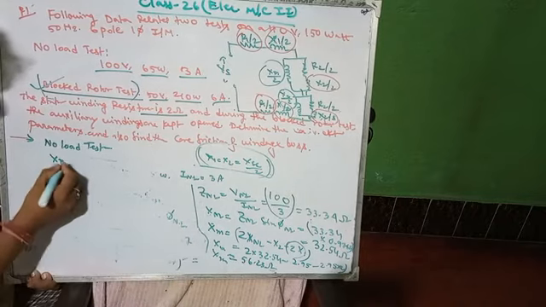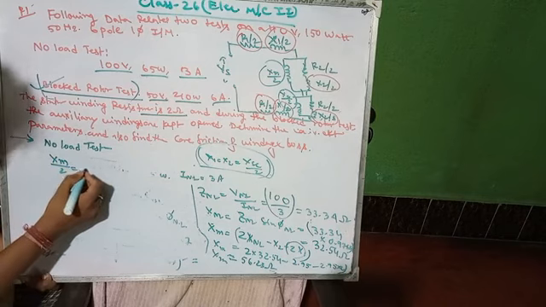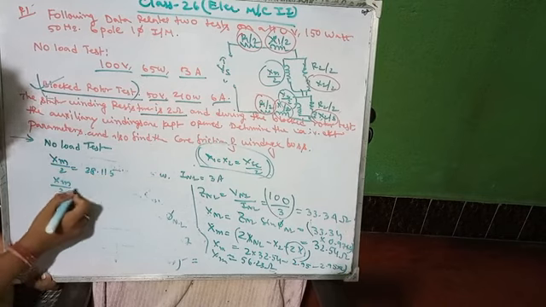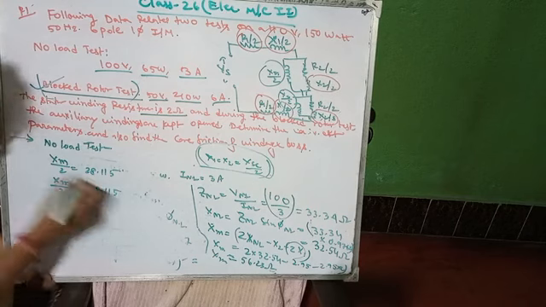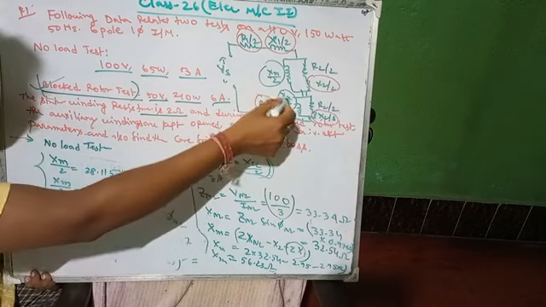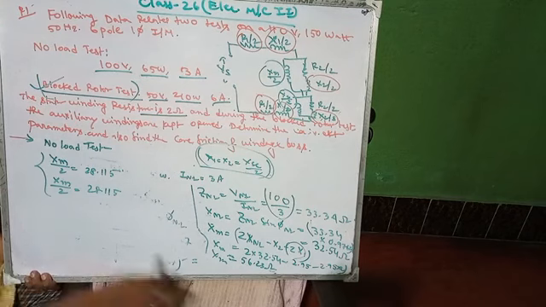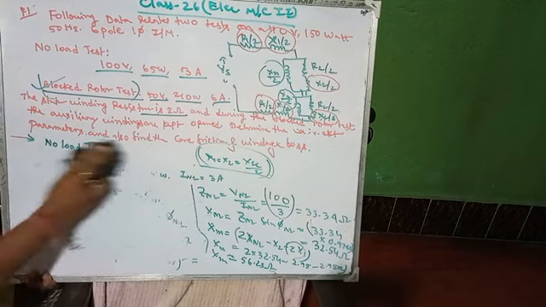That is XM by 2, which equals 28.115, and XM by 2 again 28.115. Okay, these two readings we have to put over here. So this is all about the circuit parameters.